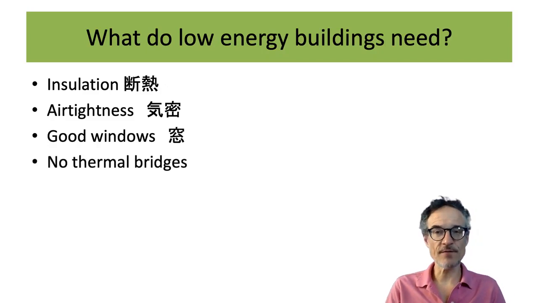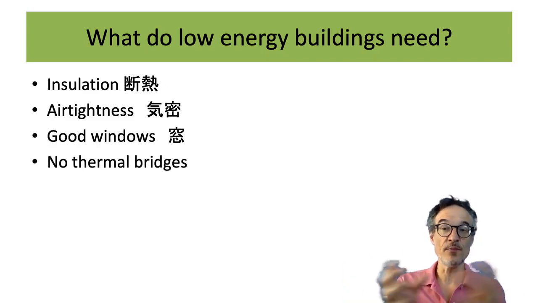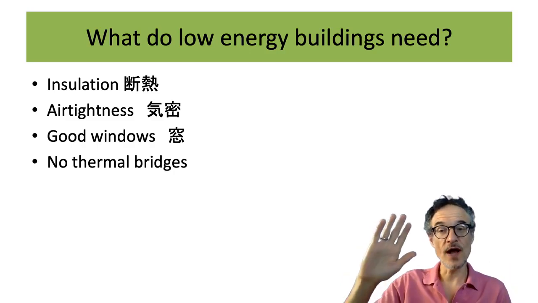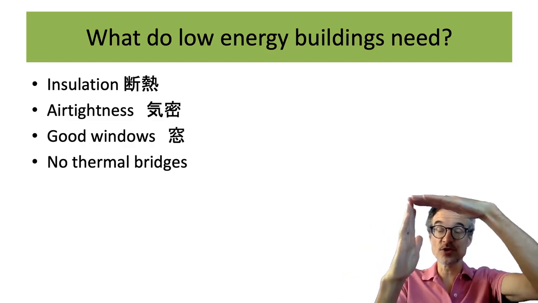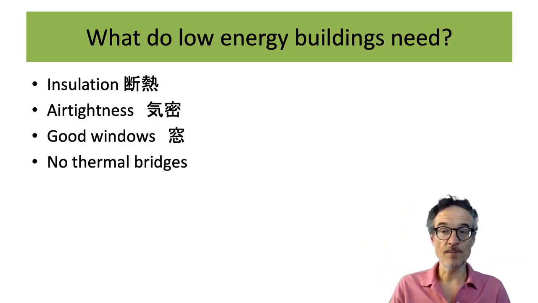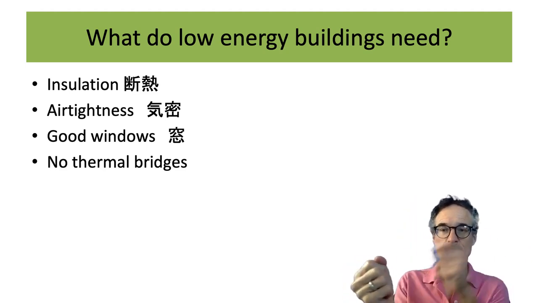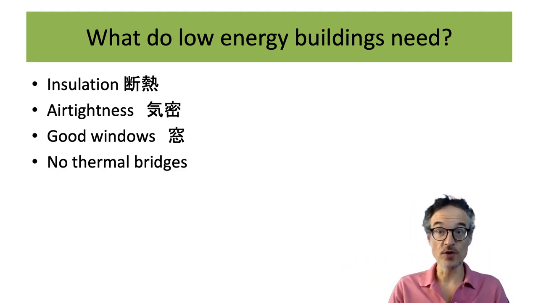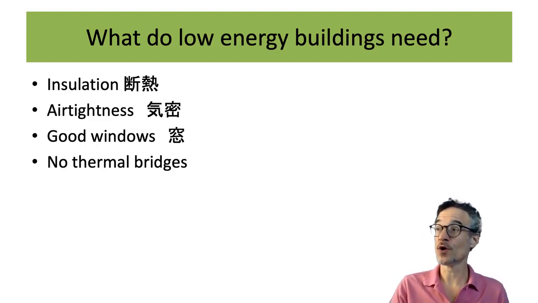We need to watch out for thermal bridges. So this means where we put the windows in the house, where the walls connect to the roof. If we bang pieces of metal through the wall, that's going to mean the insulation doesn't work very well because the heat will go through what are called thermal bridges. So we need to have a house with no thermal bridges.